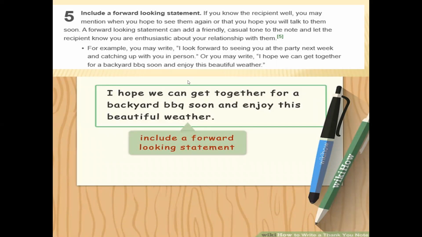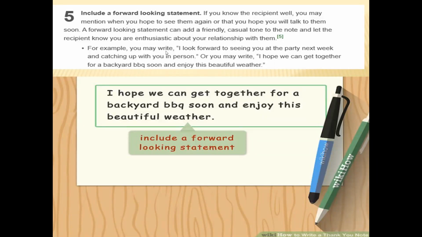If you know the recipient well, you may mention when you hope to see them again at the end of the letter. This is how you end the letter: to see them again, or that you hope you will talk to them soon. So even if you want to see them again, or you will keep in touch and talk to them soon. A forward-looking statement can add a friendly tone to the note and let the recipient know you are enthusiastic about your relationship with them. You will know that you really want to have a close relationship with them.